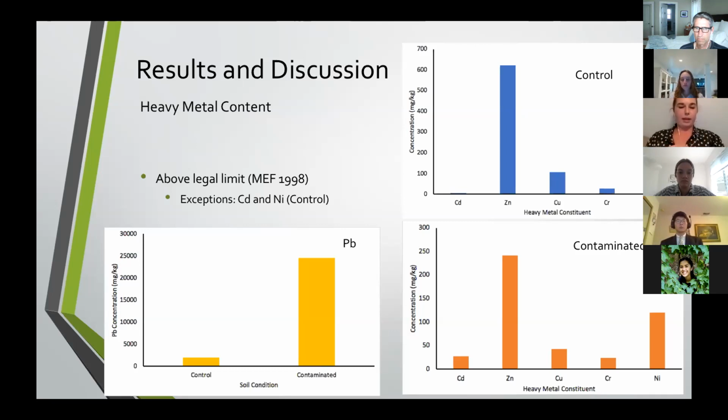The reason I separate lead in this particular graph is that the concentration of lead was significantly higher than the rest of the constituents. At the control site, there was a concentration of 1,970 milligrams per kilogram of soil, and at the contaminated site, there was almost 25,000 milligrams per kilogram. The legal limit in Canada is actually 50 milligrams of lead per kilogram of soil, indicating that this control site was not far away enough or possibly had some contaminant issues unbeknownst to the scientists.